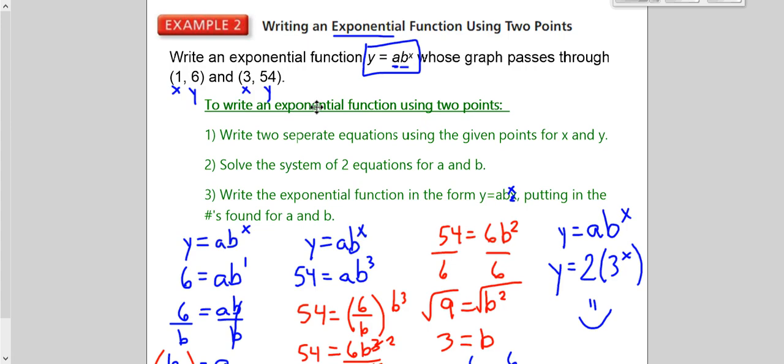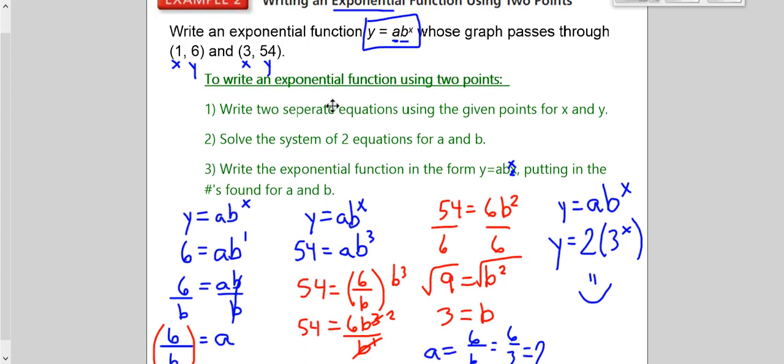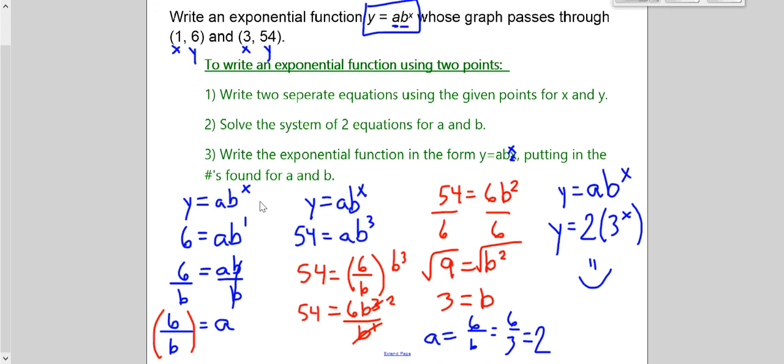So this was example 2. Write your two equations using x and y. Solve one of the equations for a, especially if they have one where it's easier because this is b to the first power. So solve one of the equations for a, substitute that expression into the second equation, solve the second equation for b. Once you have numbers for b, go back and find a number for a, and then write your equation.